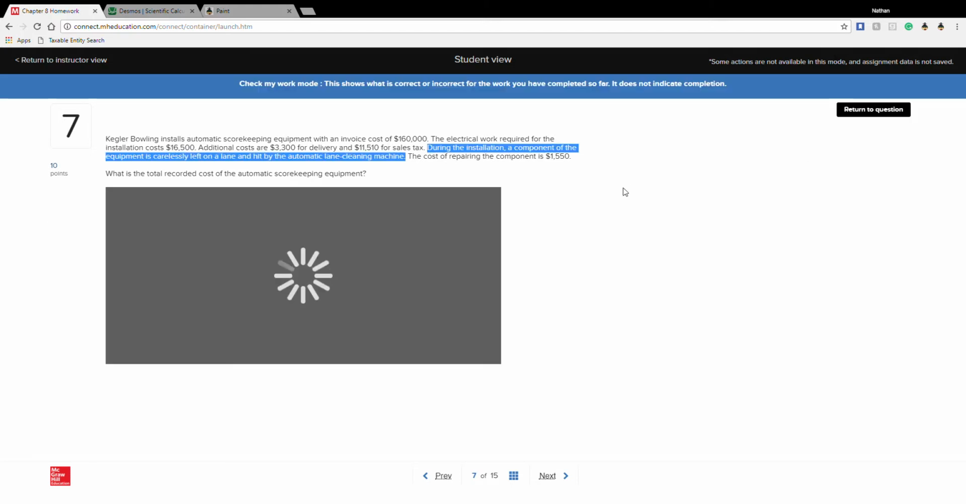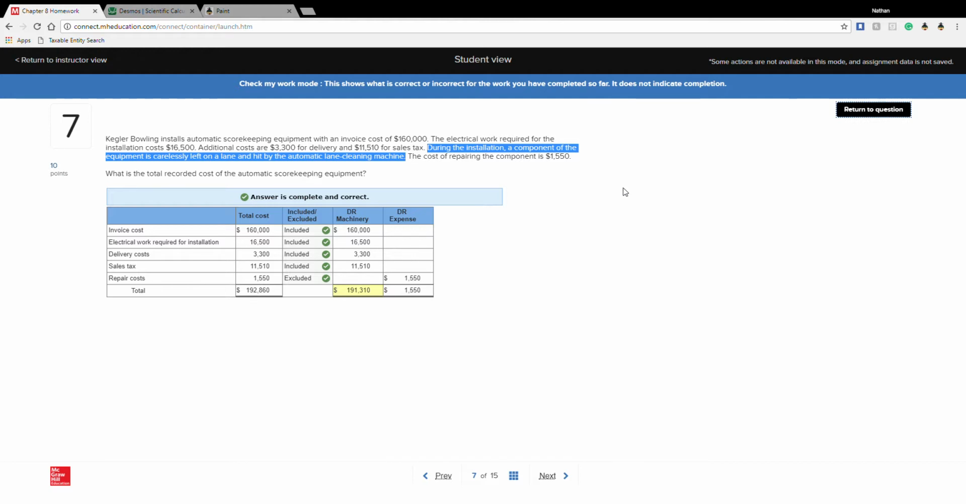Okay? Again, you can hit check my work and everything's good. So, this one, the repair work is just a little off. Now, if this was a used machine and we had to repair it to get it up and running, that would be part of the capitalized cost. But here, everything goes to machinery, except for the repair because that was again a mistake that actually happened. Someone just left it.